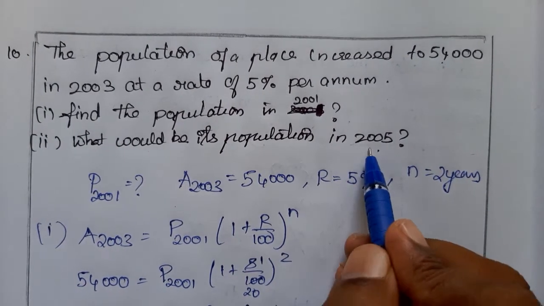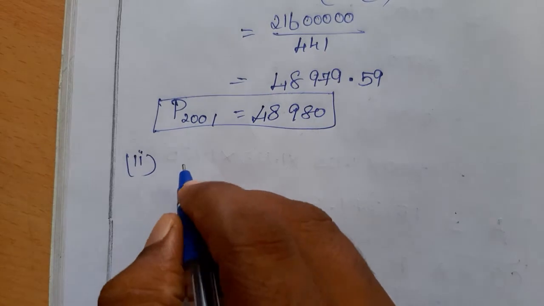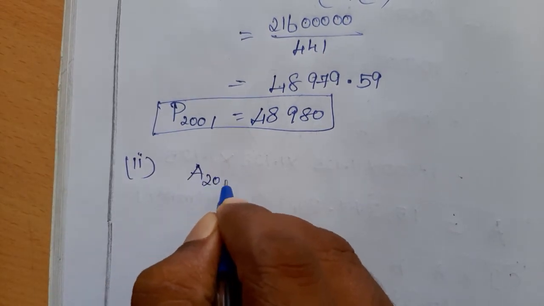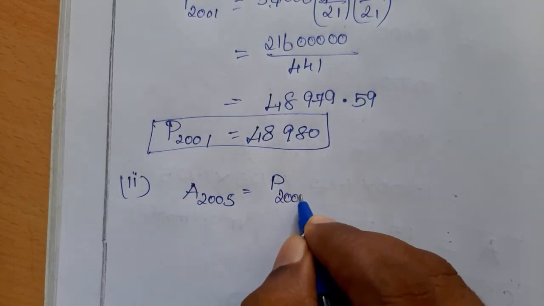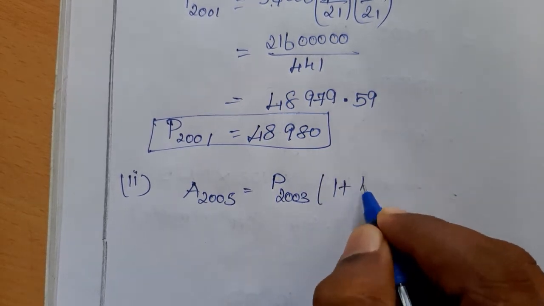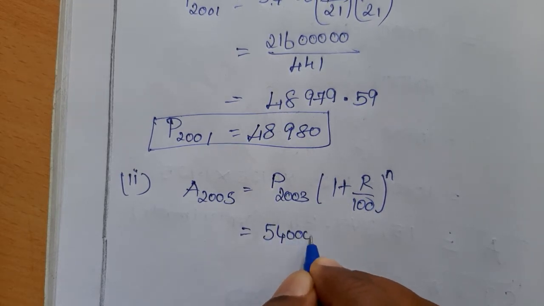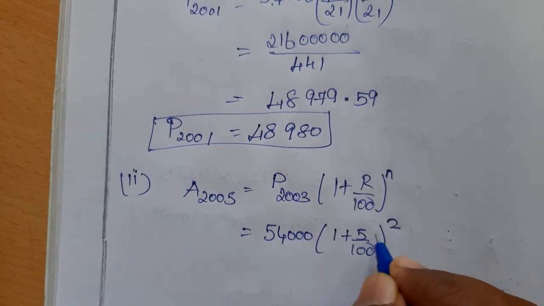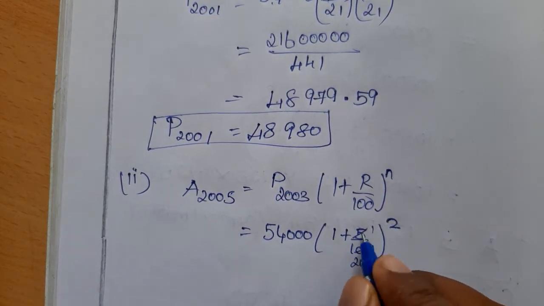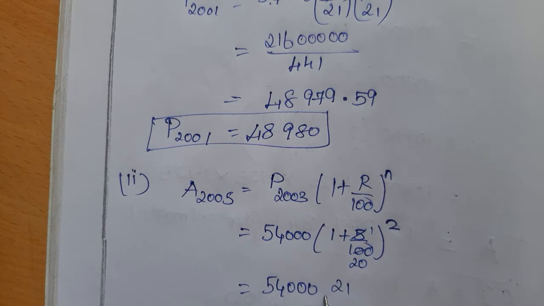So while finding for 2005, this will be the principal, right? Then we can substitute as it is. For the amount at 2005, the principal is the 2003 population, and the time is 2 years, right? So it is 54,000 into (1 plus 5 by 100) whole power 2. As in the previous step, it will be 21 by 20, so 54,000 into 21 by 20 into 21 by 20.